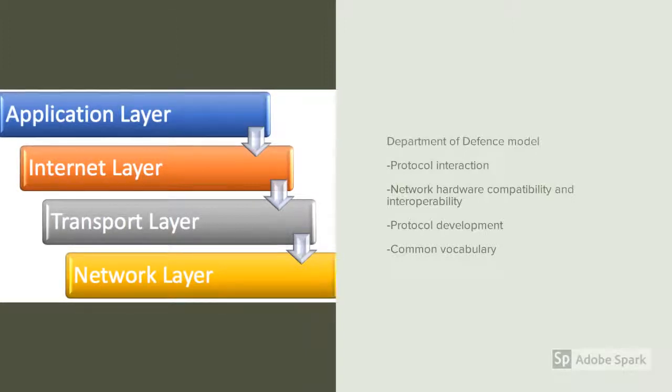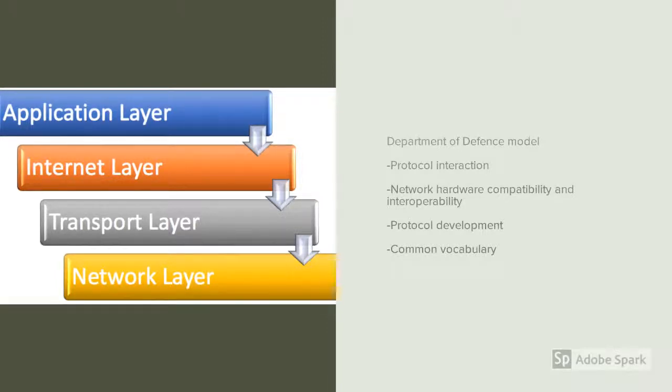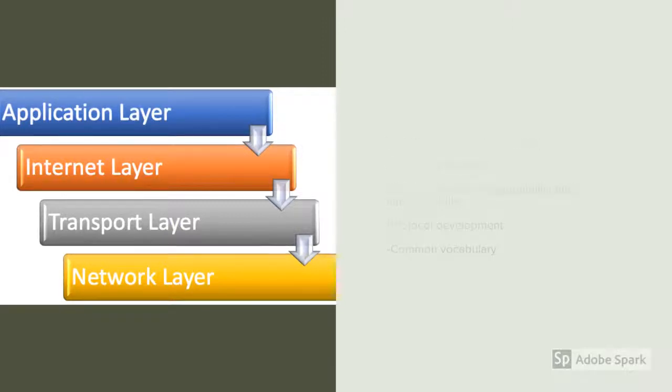This model ensures that all the different types of network devices that connect to a network are able to talk to each other in the same way. It allows programmers to develop protocols for specific levels, as well as provide a common vocabulary of protocol names and definitions which programmers can work with. As you can see from this Department of Defense diagram, it has 4 stages, and each one has a specific role and can contain a number of protocols.